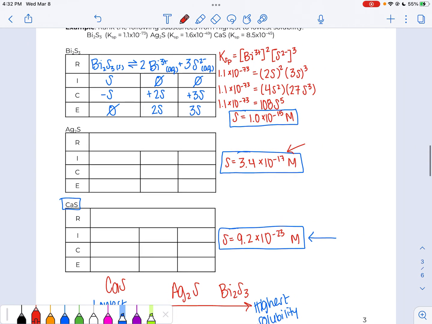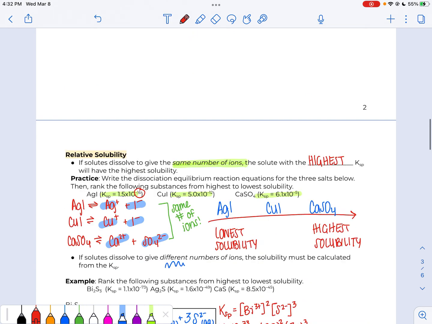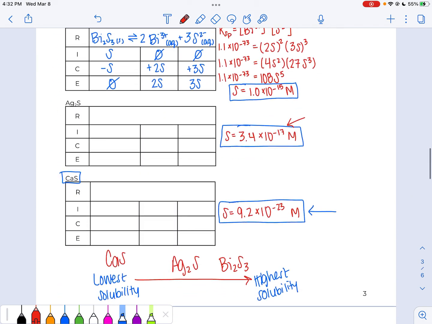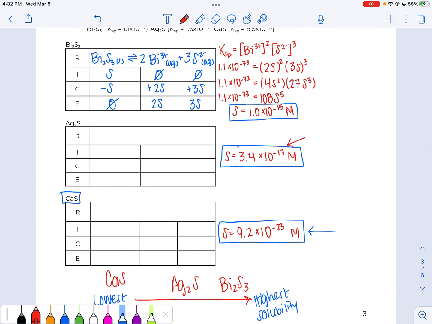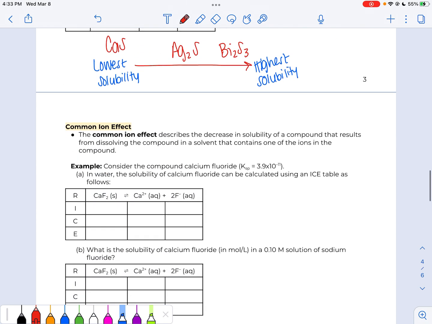So this process that we just went through will work if you wanted to do this practice problem up here, the AgI, the CuI, and the CaSO4. It'll work no matter what. If you have something that results in different amounts of ions, like 5 ions in the first one, 3 in the second, and 2 in the third, you have to do this process by calculating out the solubility using ICE tables. It's the only way that you can work on comparing.